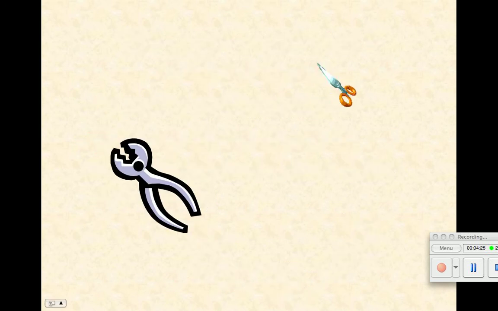Some other examples of a first-class lever would be a pair of scissors. So I'm putting an effort here, and then the lever is putting force on paper or something on the material on this end, with the fulcrum in the center. Or a pair of pliers, effort force here, resistance force here, fulcrum in the center.